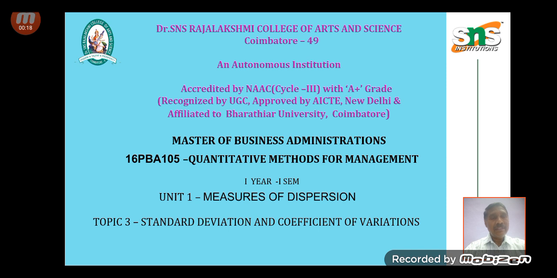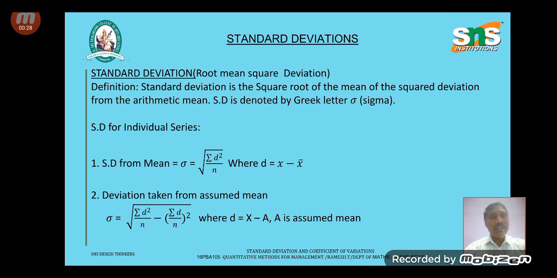In this lecture series video, we are discussing methods of dispersion. From this, we have the standard deviation and the coefficient of variation. So what is standard deviation? Standard deviation is also called root mean square deviation. That is, standard deviation is the square root of the mean of squared deviations from the arithmetic mean, and it is denoted by the Greek letter sigma.